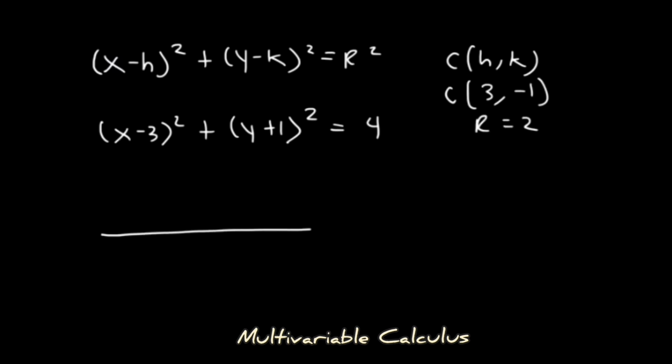Now we can go ahead and graph it. So first, let's plot the center, which is at 3, negative 1. And then using the radius, let's get the other 4 points. Let's travel 2 units up, 2 units to the right, 2 to the left, and 2 units down, starting from the center. Let's do that again. Okay, my drawing is not perfect, but you get the picture. That's the circle that we have.